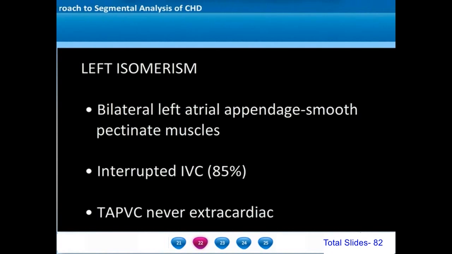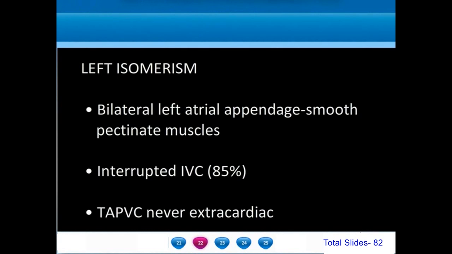In left isomerism, which is also called isomerism of bilateral atrial appendages, we will notice that both the atria have appendages which have the morphology of a left atrial appendage. So there will be smoother pectinate muscles, and the pectinate muscles of the atrial appendages do not extend on to the atria.